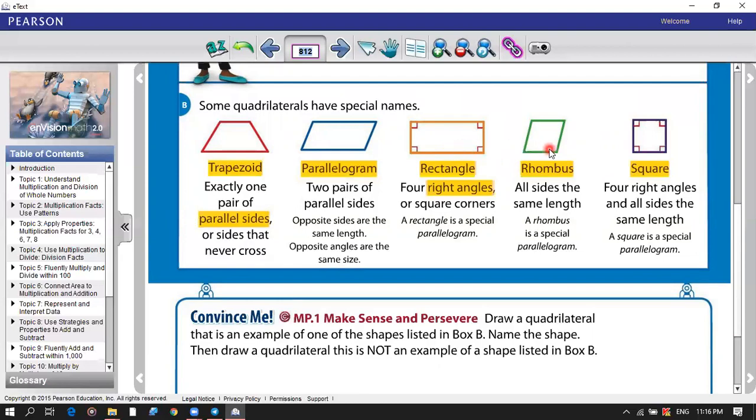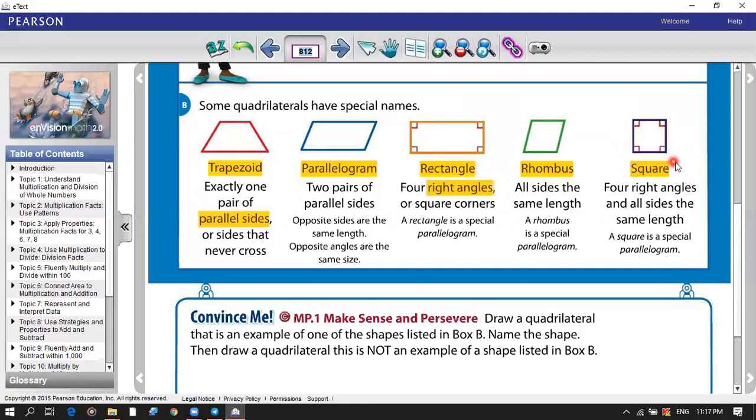Rhombus. The rhombus is another type of parallelogram. Look here. It has two sides that are parallel and the other two sides are also parallel. Okay? But all of the sides have the same length. The rhombus is a parallelogram with equal sides.